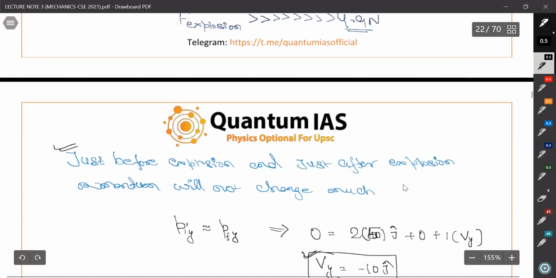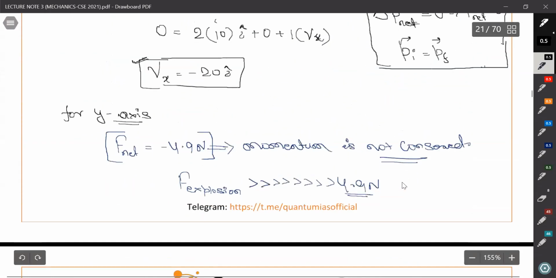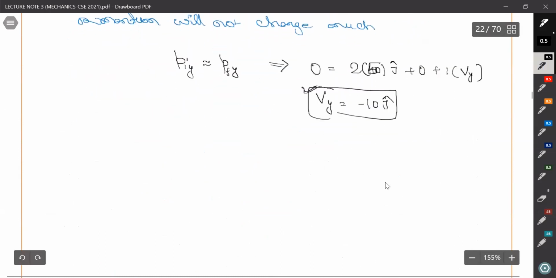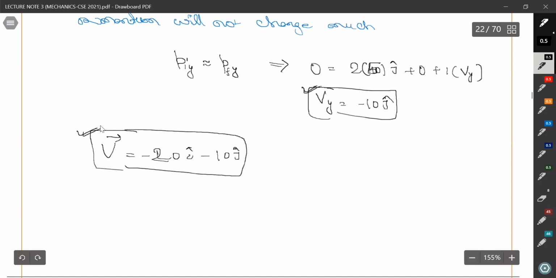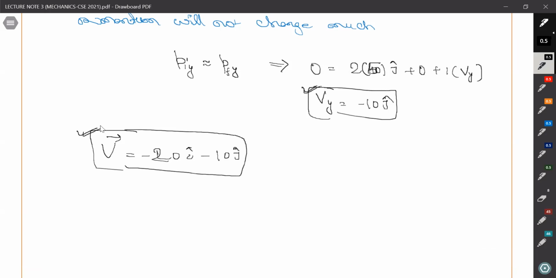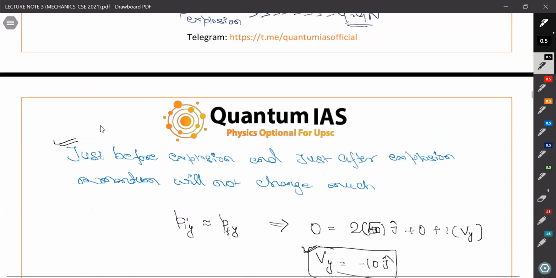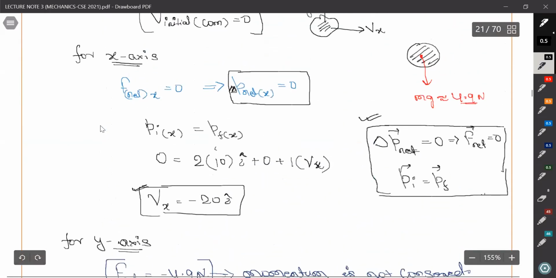Okay. So you will get the velocity of the particle as minus 20 i minus 10 j cap. Here you have applied the concept of momentum conservation in the x direction, because no force was acting in the x direction, but in the y direction you have applied the concept of impulsive force, because the force is so large compared to the gravitational force that you can assume the momentum will not change much.